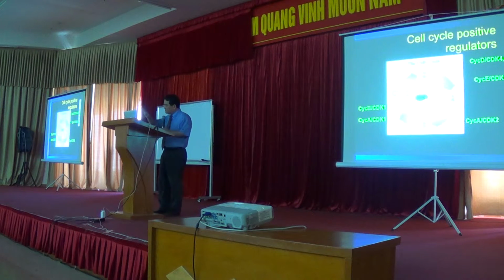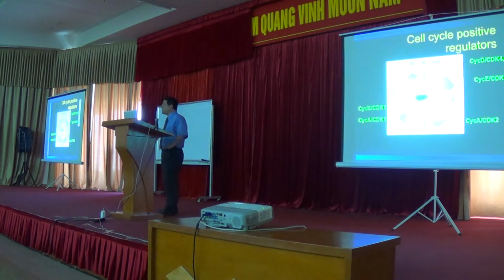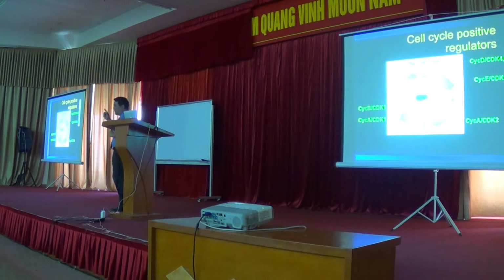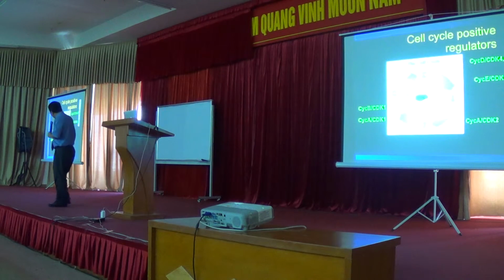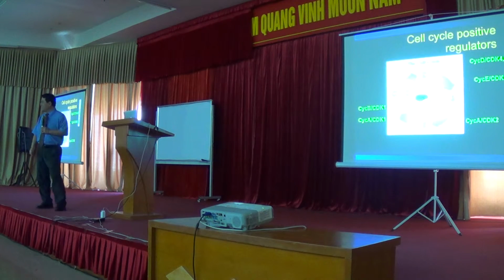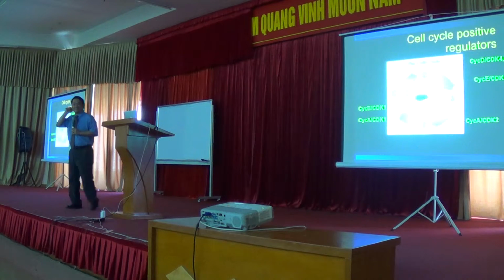So, to finish your cell cycle, I would like to ask some of you, for a cell to go from one cell to become two daughter cells, how long does it take? Anybody know? From one cell to become two daughter cells, meaning finishing the whole cell cycle. How long does it take? Anybody have any answer? Or just want to have a guess? Okay?